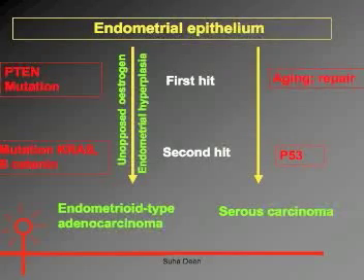The two main types of endometrial carcinoma are endometrioid type adenocarcinoma and serous carcinoma. There are two different types of tumors with two different prognoses.